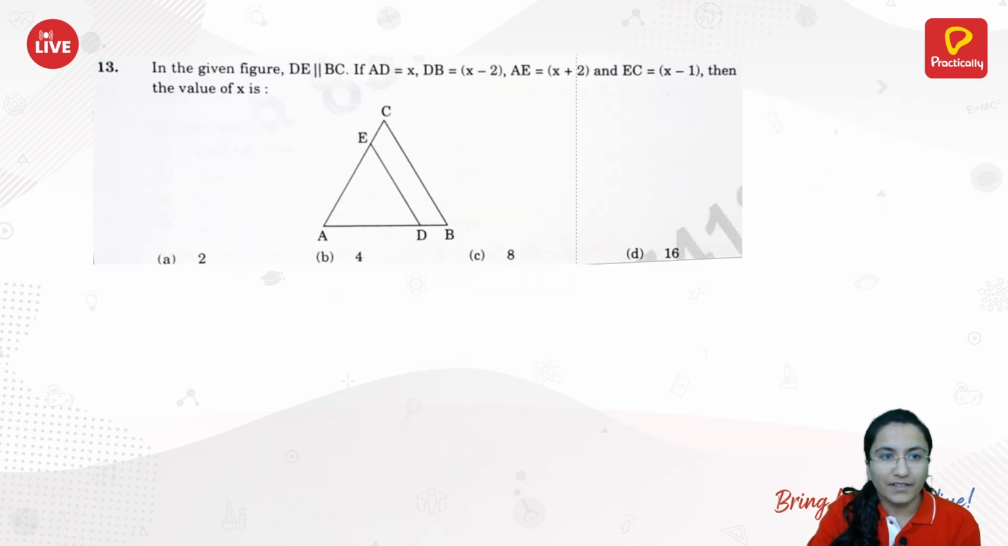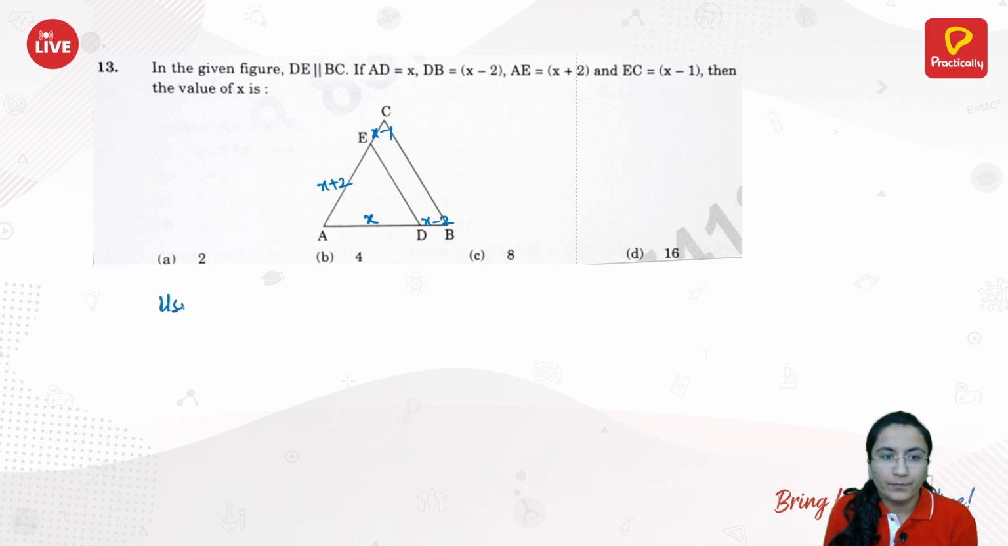Next question you have is, in the given figure, DE is parallel to BC. AD is equal to x, DB is equal to x minus 2, AE is equal to x plus 2 and EC is equal to x minus 1. Then find the value of x. You can see we have two lines, DE and BC, which are parallel, so you can easily apply the basic proportionality theorem, right? You can apply BPT.